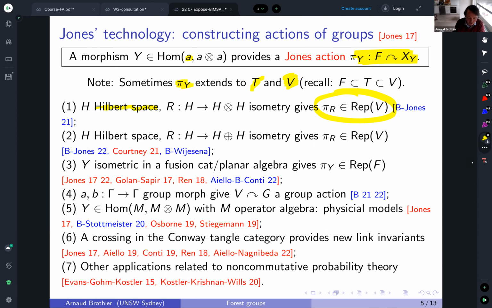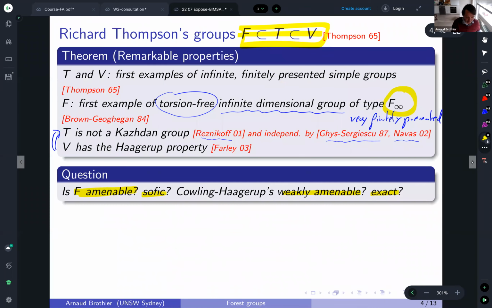Now, if you change the tensor product into a direct sum, it's even easier. You can also build some unitary representations, and they will extend to the larger group V. So that's really amazing. So by the way, this thing with tensor products, with Jones, we were able to give new proofs of what Reznikov, Sergiescu, Navas, and Farley did right here. So we got new proofs of this fact, actually. Okay. So that's quite nice.